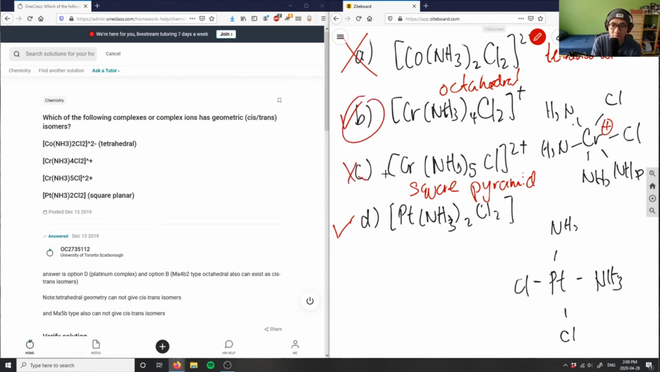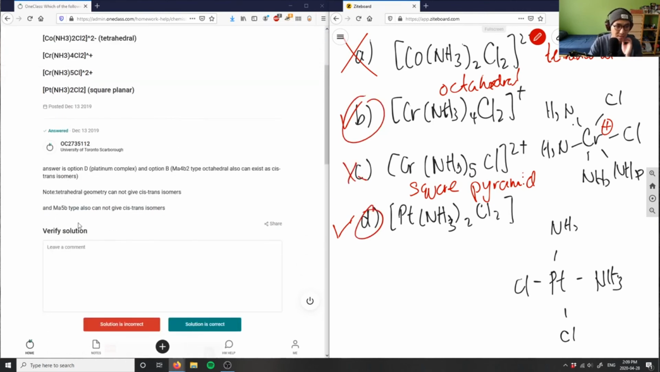So in this case, B and D are the correct answers, and they said here that's correct, right? B and D are the correct answers. Octahedral can exist as cis and trans. Also, the platinum complex as a square planar can also exist as a cis-trans isomer here. Tetrahedral cannot. Also, a square pyramid, MA5B here, cannot give cis-trans isomers.